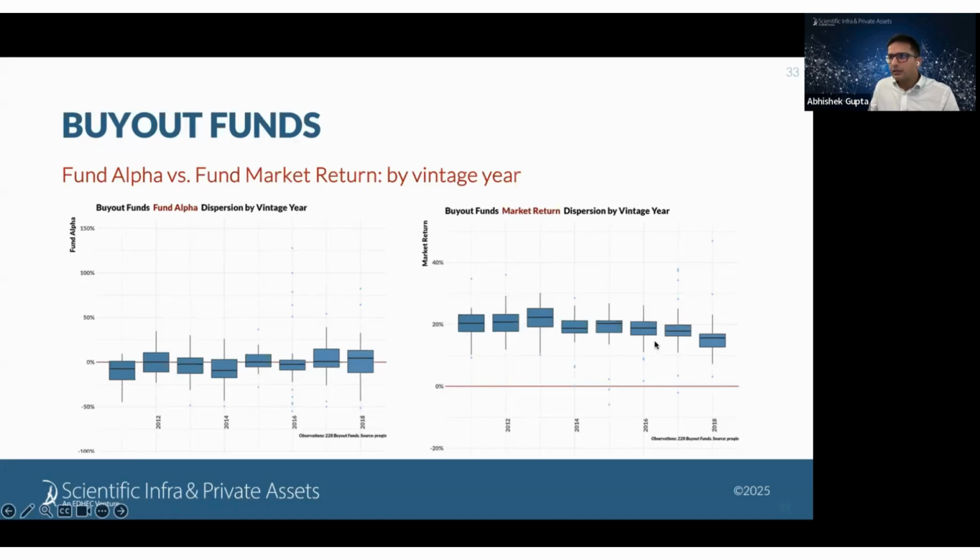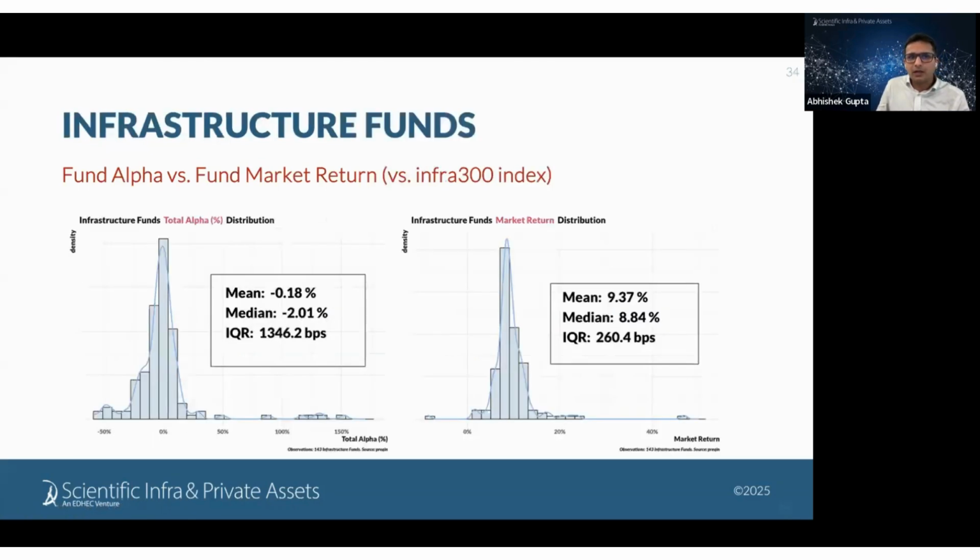And market return is, again, the main factor for returns, but it's also trending down over time. So that's another important observation: more recent vintages have lower market return as compared to older vintages. And that's consistent with the trend that we see in private equity as a whole.